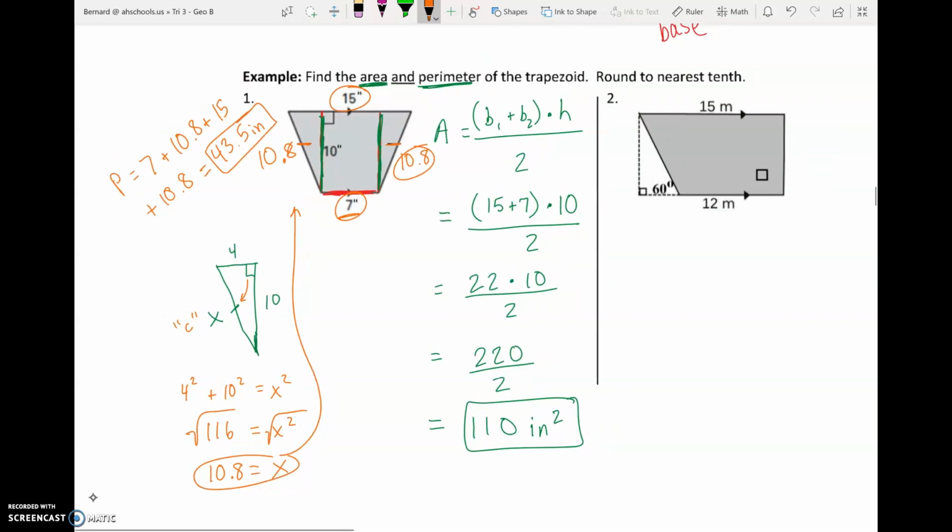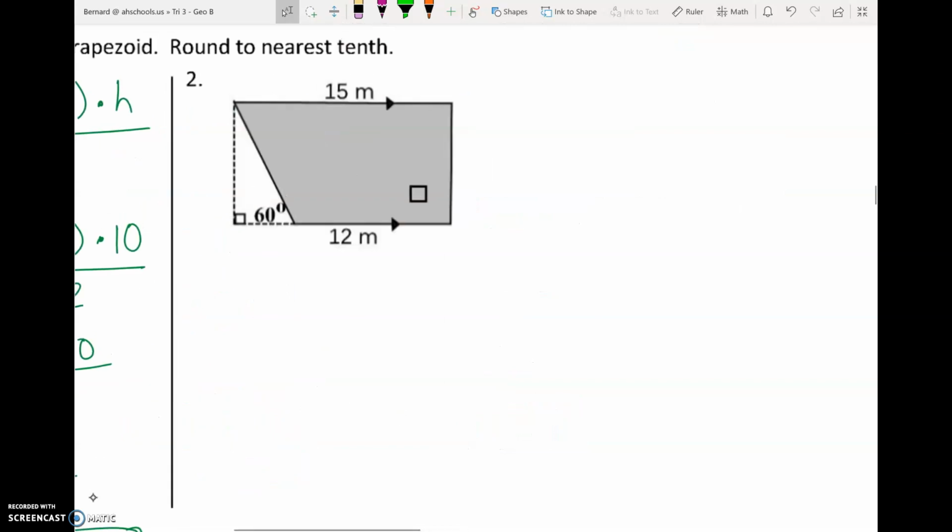Now, that was quite the process. So soak it in, maybe rewatch the video, practice a little bit, and please answer or ask me some questions as they arise. Now, let's go to number 2, another trapezoid.